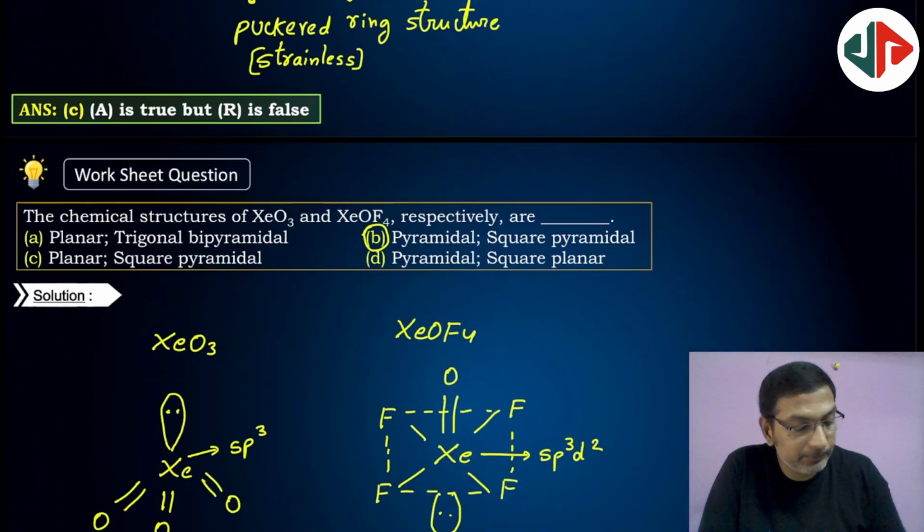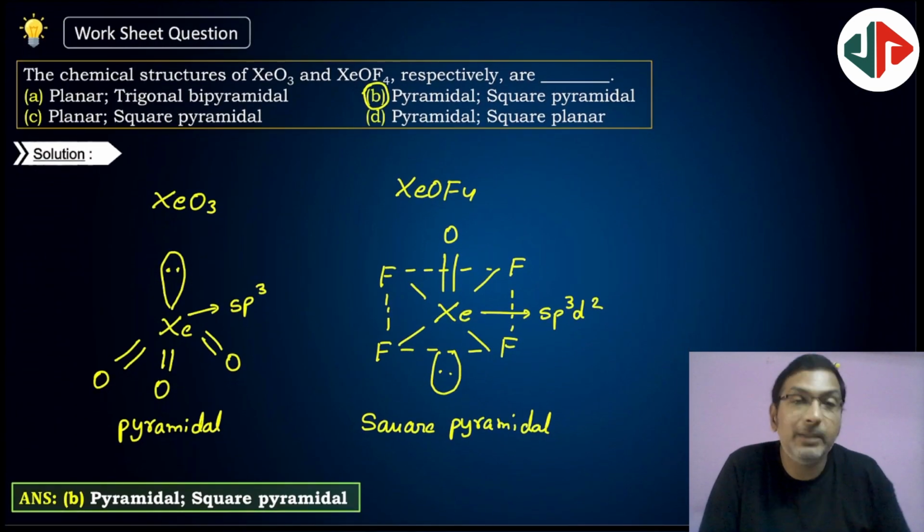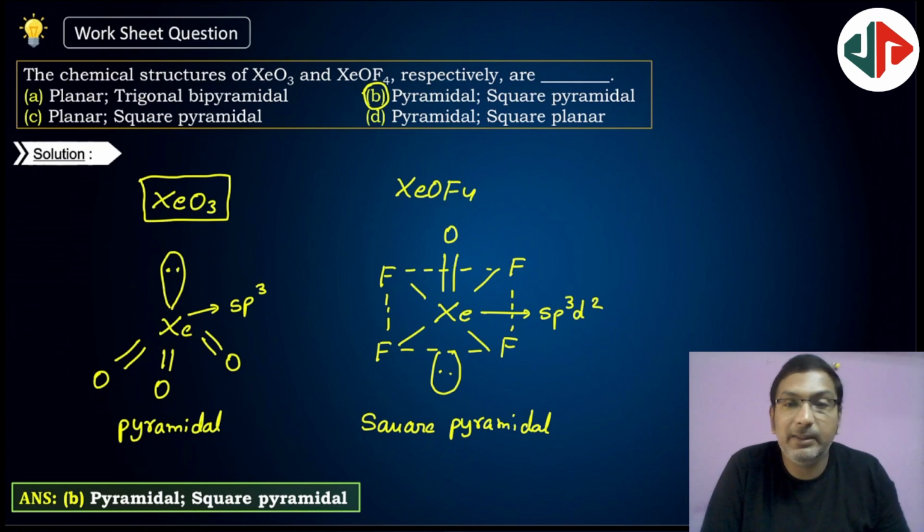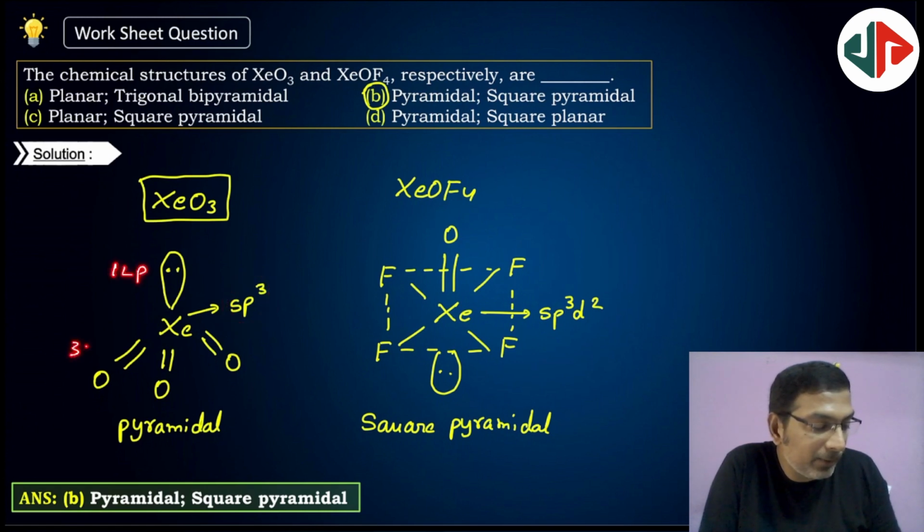Next, very important, the chemical structures of XeO3 and XeO4 respectively are. So XeO3, xenon trioxide. So your structure will be Xe with one lone pair and 3 double bonds with 3 oxygen atoms. So sp3 hybridization. So one lone pair and 3 bond pairs. Therefore geometry will be pyramidal like ammonia.